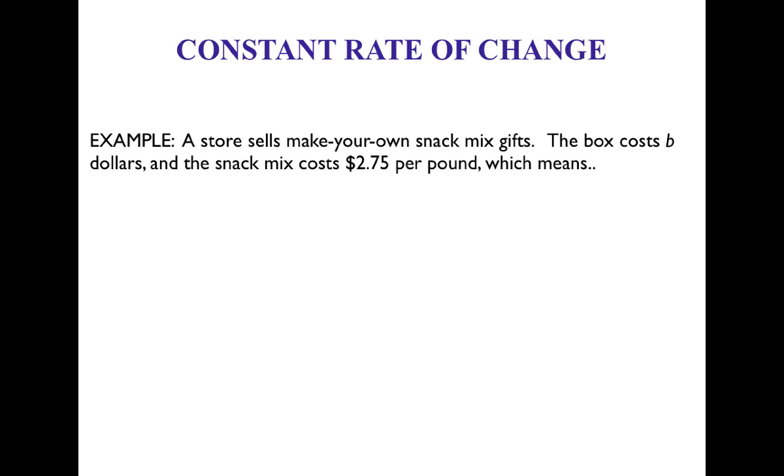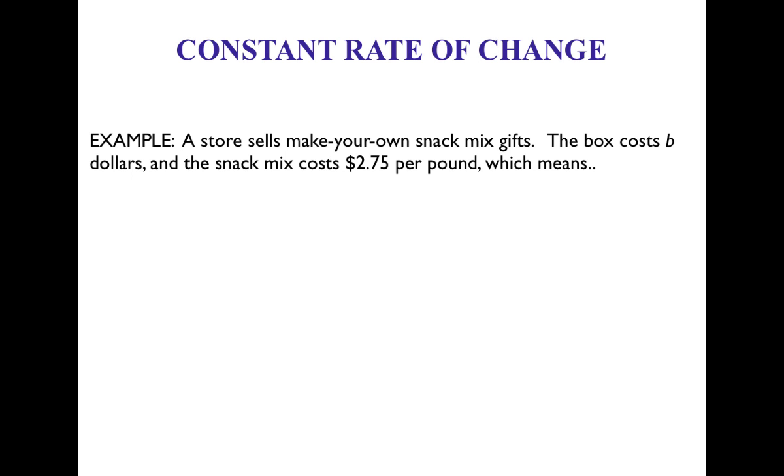Okay, so here's an example. Store sells make your own snack mix gifts. The box costs $B and the snack mix costs $2.75 per pound. Which means what? That the snack mix costs $2.75 per pound means what?